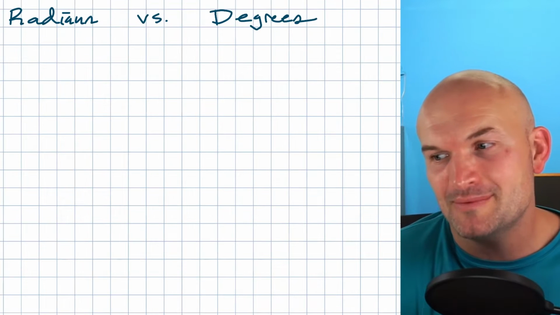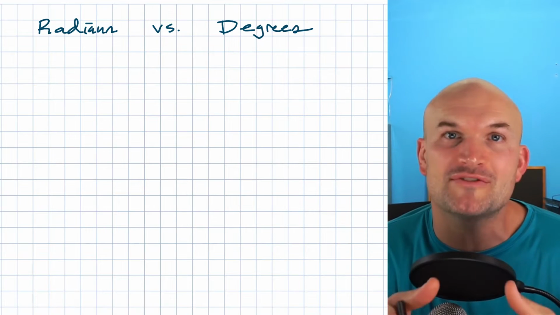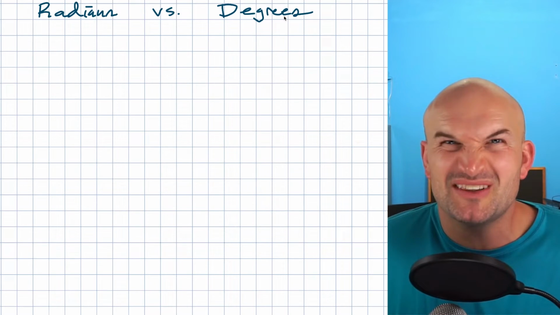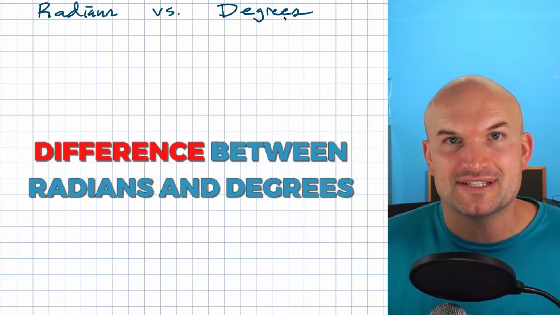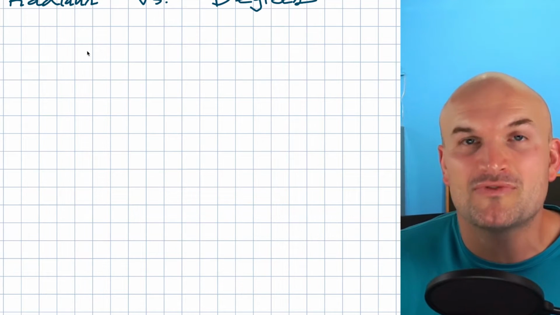I always like to create a little debate in my class. I think we just assume that degrees are better and easier, and it's so hard sometimes for students to transition to using radians. Let's do a little review, a comparison of the differences between degrees and radians, and which one's easier to understand and easier to use for multiple problems.